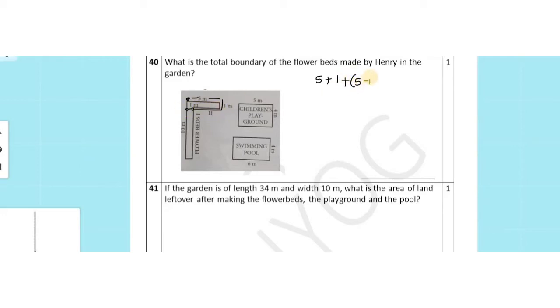So, 5 minus 1. Now, going downwards, we know that from 10 meter, 1 meter is missing above. So, that is 9 meter only, plus 9. Then going to the left hand side, 1 meter width and upwards again 10 meter length. So, together the total boundary we get it to be as 30 meters, which is our answer.